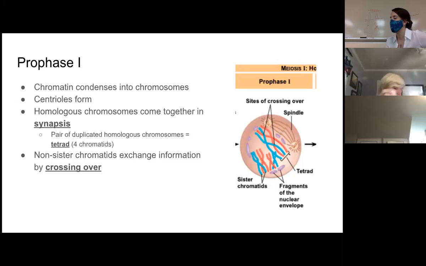Questions about this so far? In my opinion, the crossing over process is one of the most complicated parts of meiosis. So if you have questions, that's normal. And we'll go into some more detail with it at the end of this.